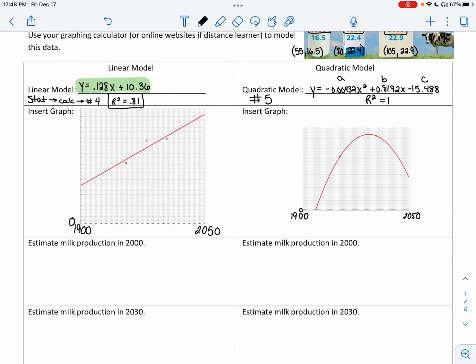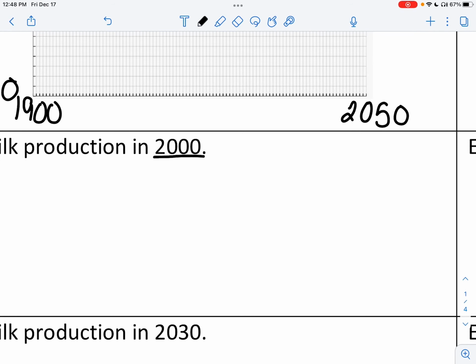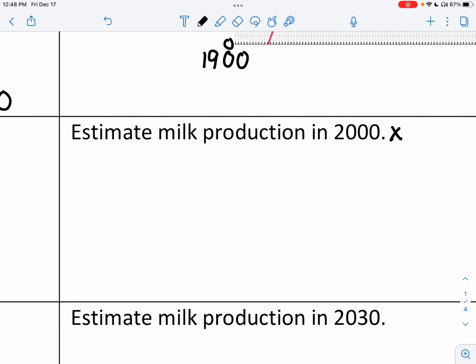All right, so now that we have our linear model and our quadratic model, let's talk about them a little bit. In fact, let's plug in some stuff. The next question down says, you have your 3 points represented in each graph. There they are. And it says, estimate the milk that's been produced in the year 2000 with each model. Step 1, we don't plug in 2000. Remember, the year 2000 means that x is 100 years past 1900. Please do that over here as well.